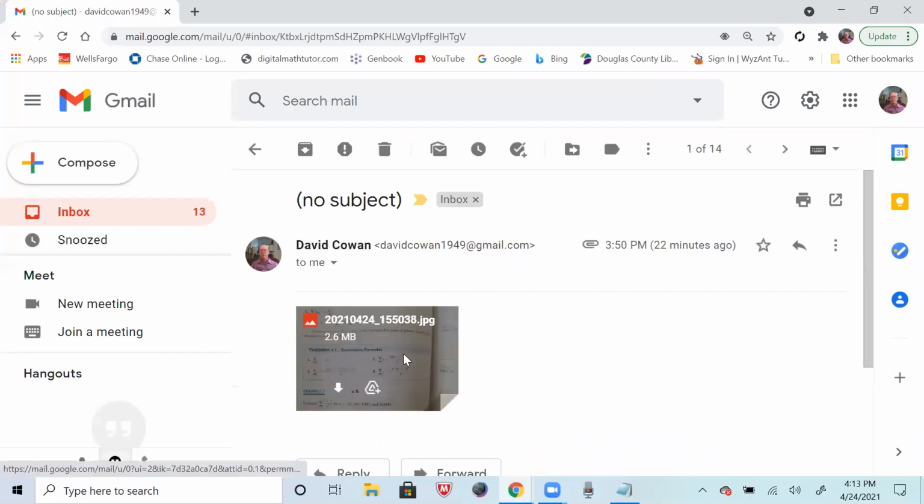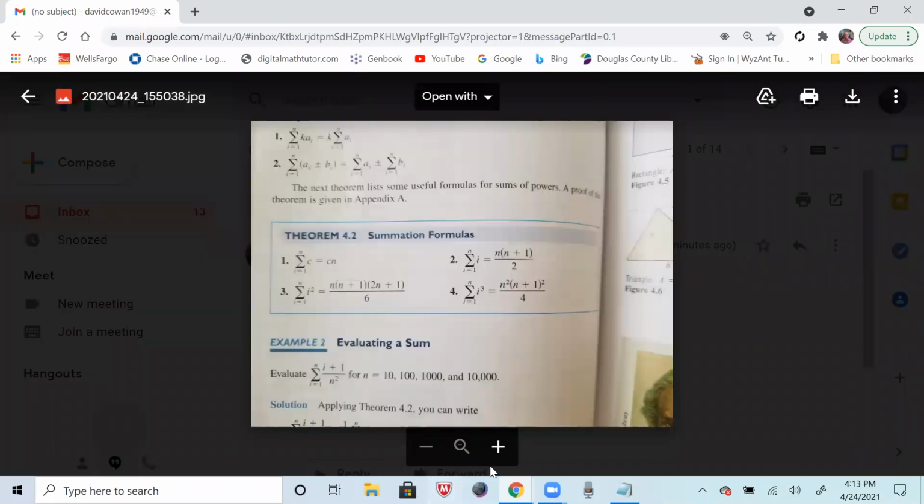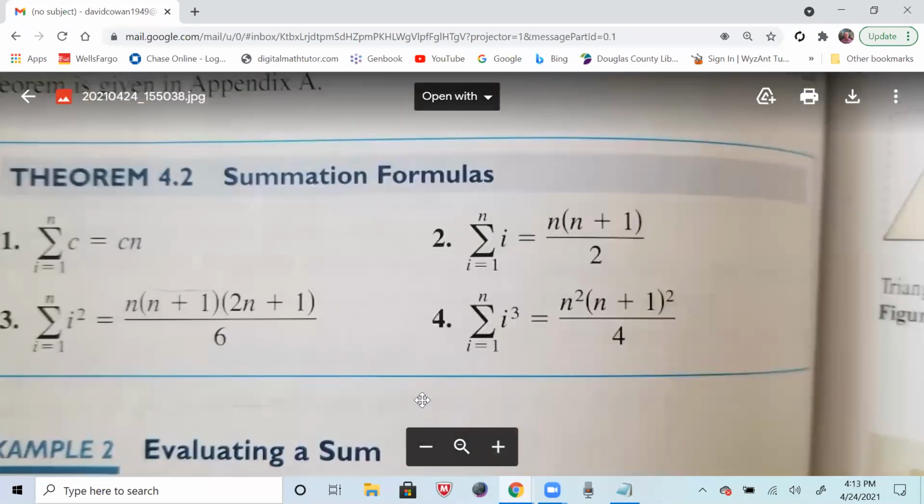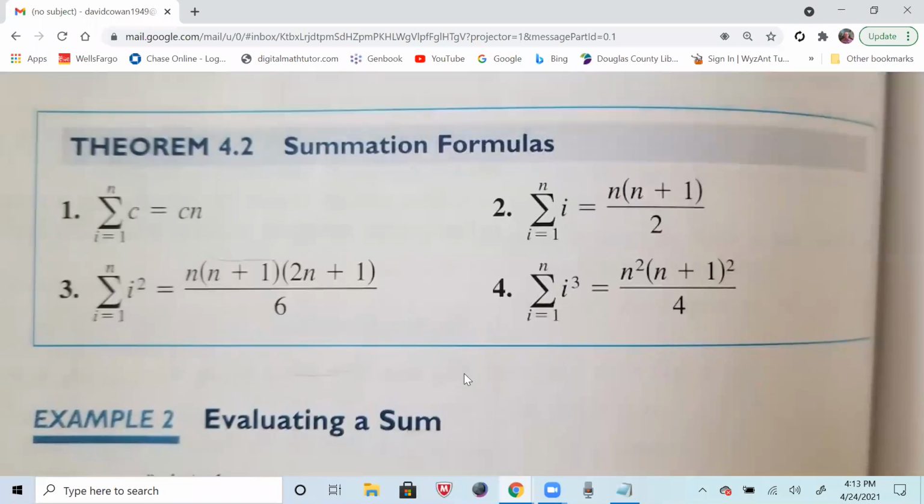Let's start with this. Does this look familiar? Yeah, so this is good. Okay. These are summation formulas. And in order to attack area under curve by the Riemann definition, you need these. All 4 of them. Mm-hmm.